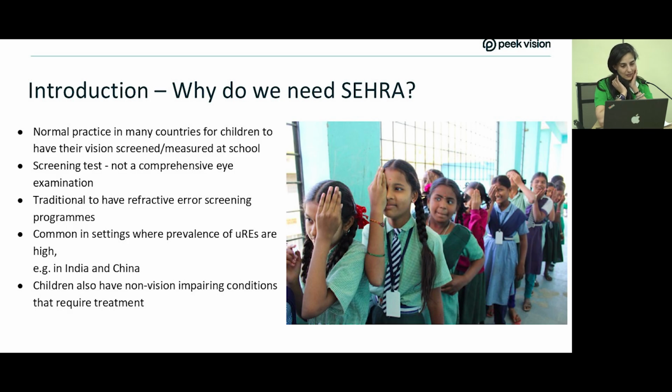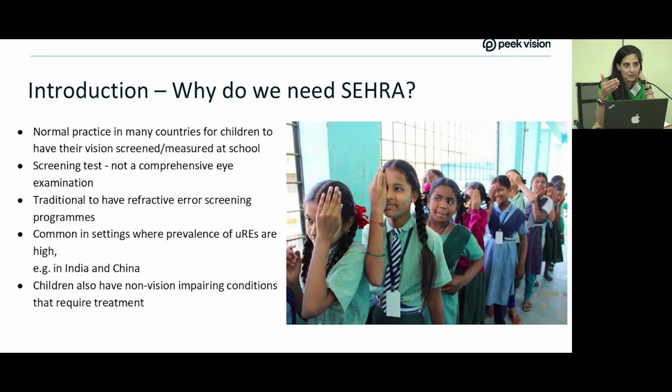Why do we need a SEHRA? I won't go through all of this because you're all in the room because you may have an interest in school eye health. But it is quite normal practice in many countries that children have their vision screened in some way or measured in some way at the school. Sometimes it's just a screening test, sometimes a different model where it's a comprehensive eye exam. And it's traditional that these programs have been very focused on refractive error for a very long time.